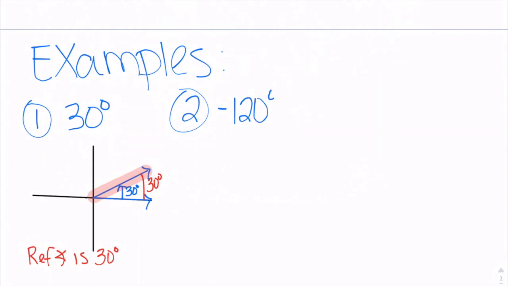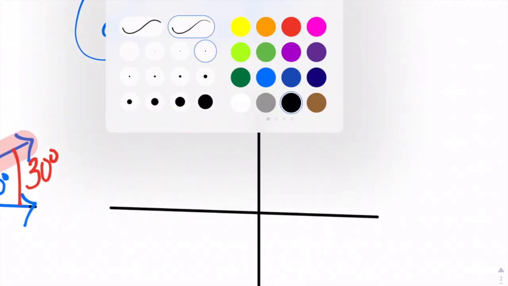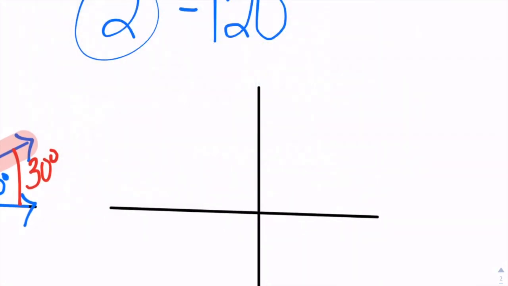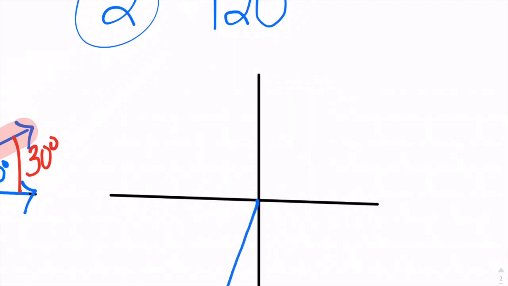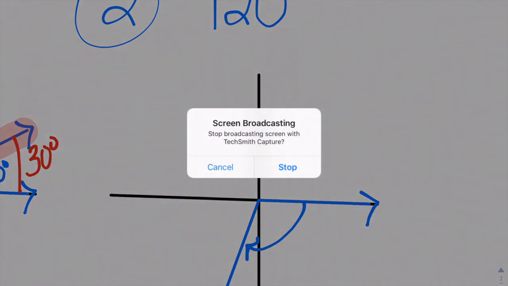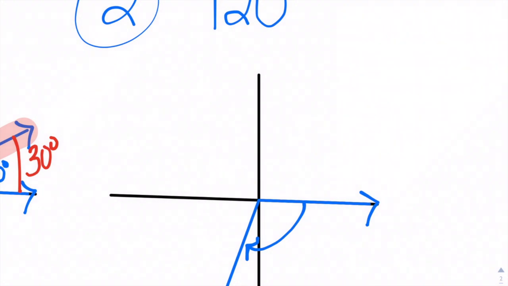Example 2, if we have negative 120 degrees, again, we want to start by drawing ourselves an angle. So negative 120 degrees is going to be clockwise negative 120, so that's going to be somewhere around here is where it will end. And so again, it's the smallest angle between our terminal side and our x-axis. This is our terminal side, and so we want to go from that terminal side to the closest spot of the x-axis, which is right here.